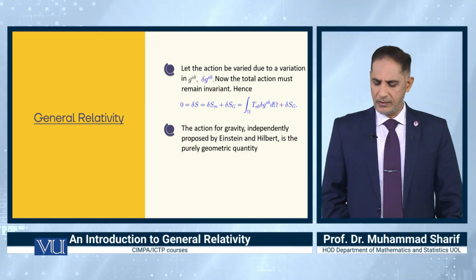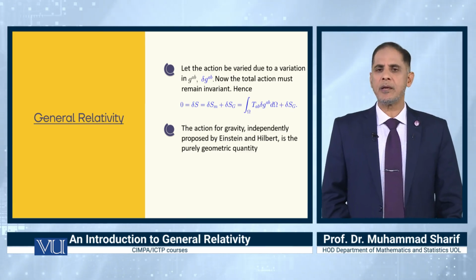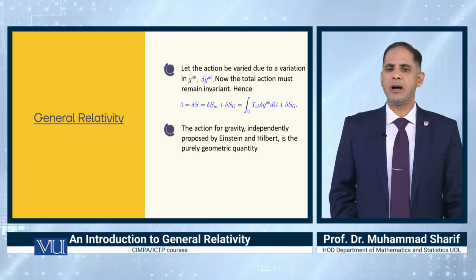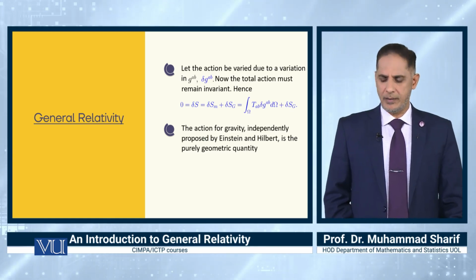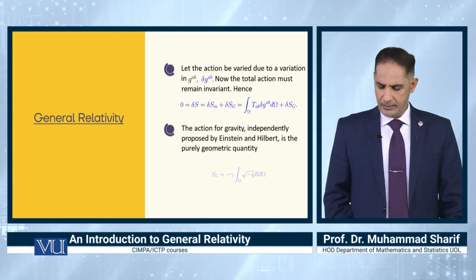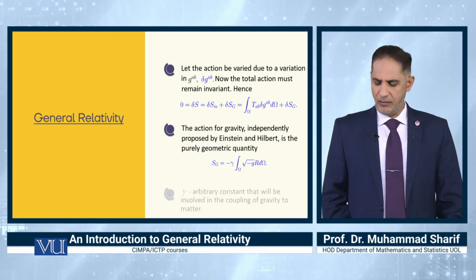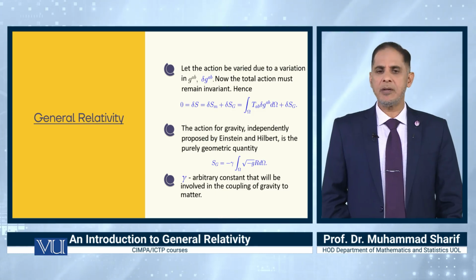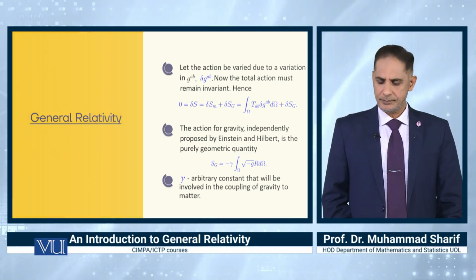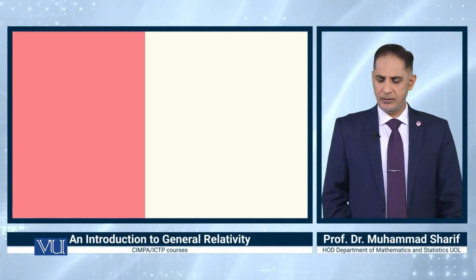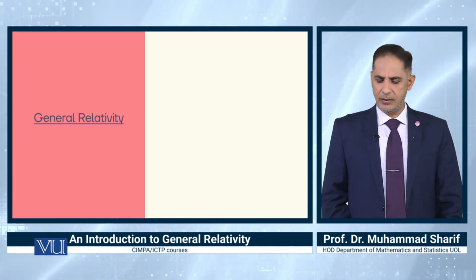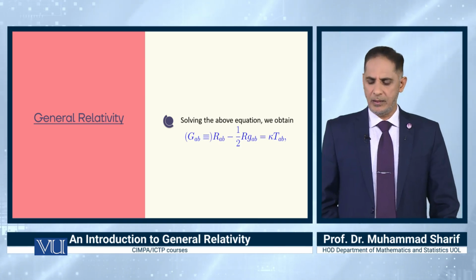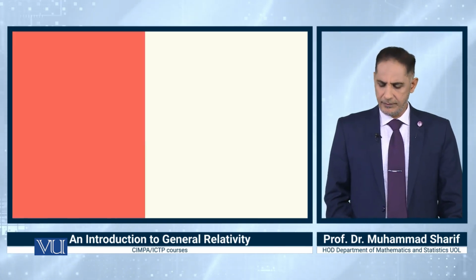The action for gravity was independently proposed by Einstein and Hilbert. For this reason, it is called the Einstein-Hilbert action, which is very well known. Here gamma is obviously a constant that will be involved in the coupling of gravity to matter. So, solving this variational principle equation, we can have the Einstein field equations, which we have already written.